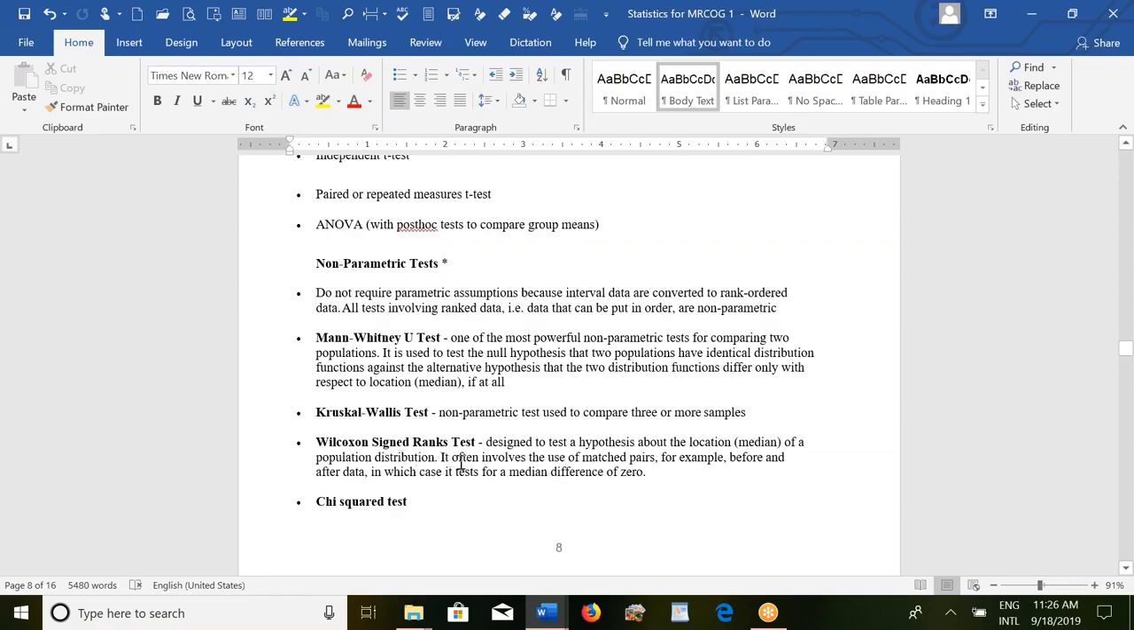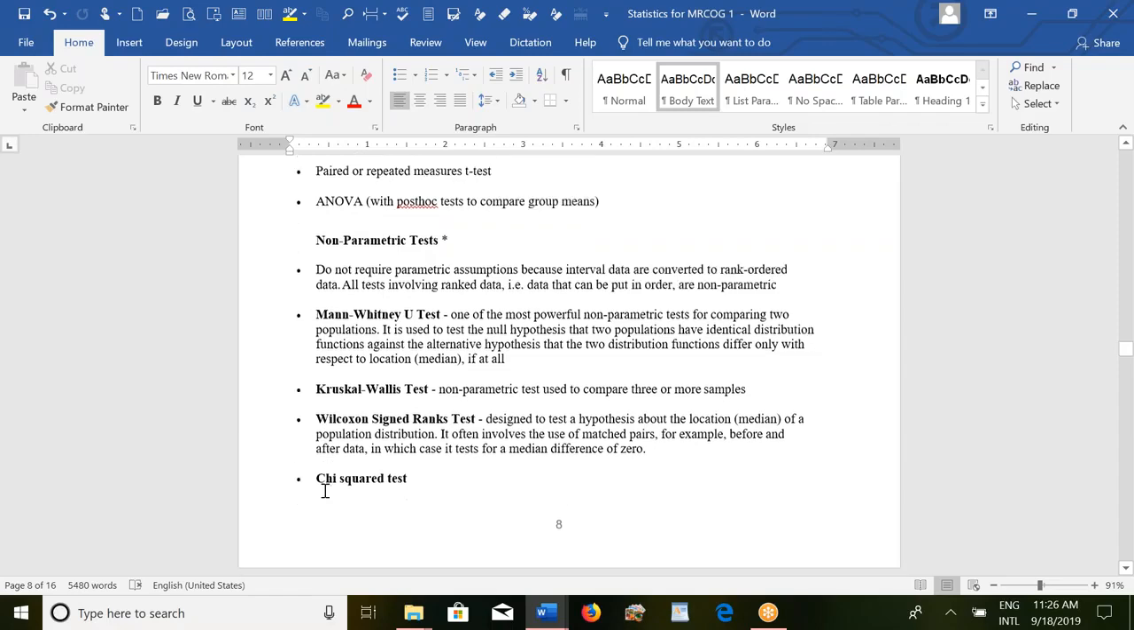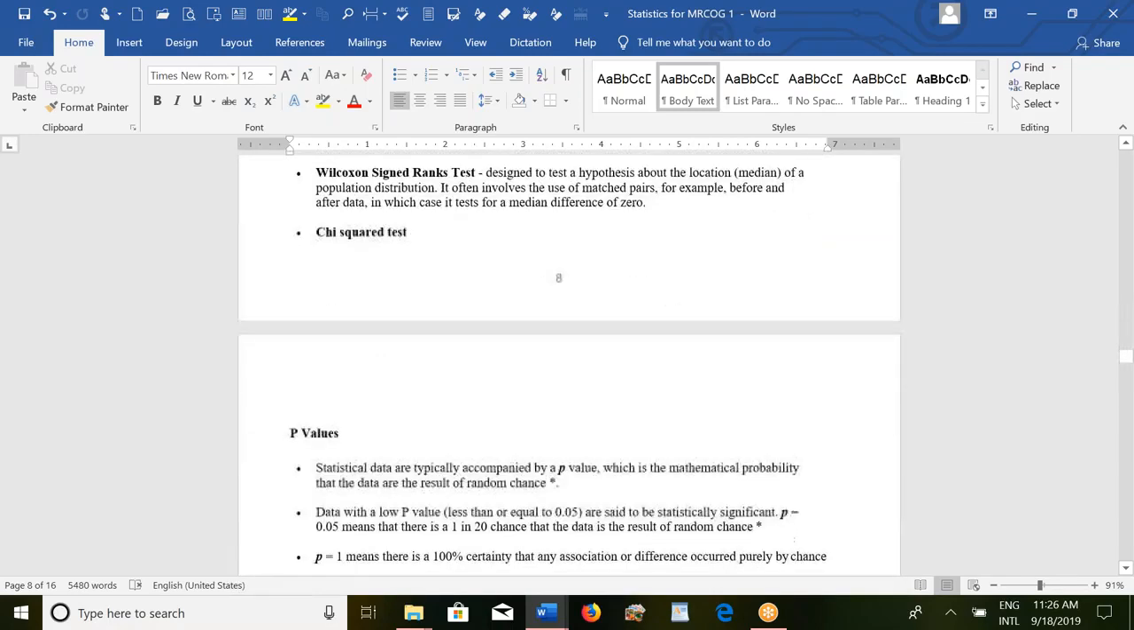If they are giving you before and after data, and they're not comparing different groups, then you will say you will use the Wilcoxon signed ranks test, like they're telling you before and after data. Then chi-square test, when you are comparing three groups.